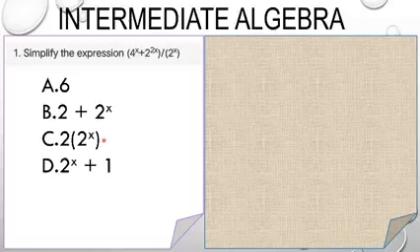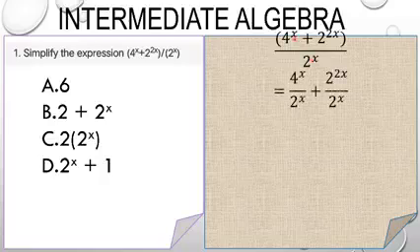So how are we going to solve this expression? So yung una kong ginawa dito is I did rewrite the expression na kung saan yung numerator natin is 4 raised to x plus 2 raised to 2x. Then our denominator is 2 raised to x. Next thing that I did is sineperate ko yung 4 raised to x at saka yung 2 raised to 2x with the same denominator, which is 2 raised to x.